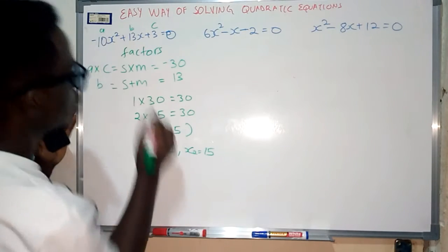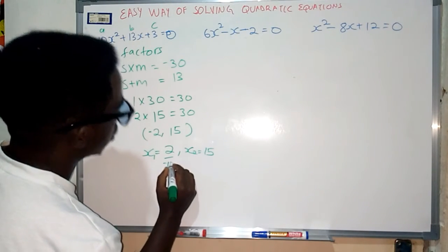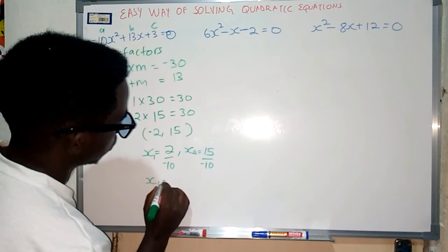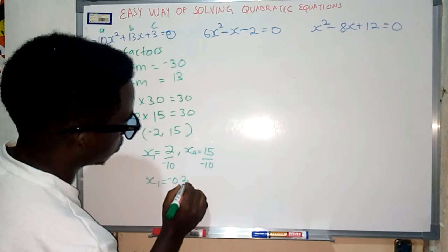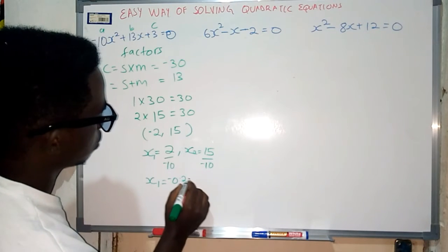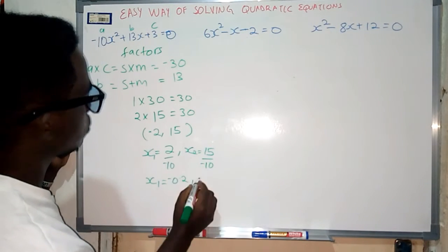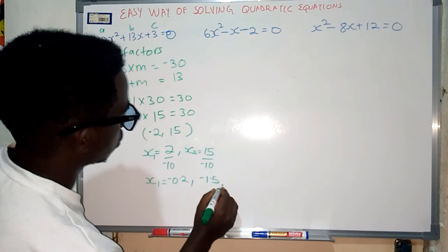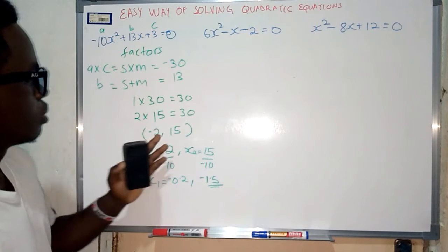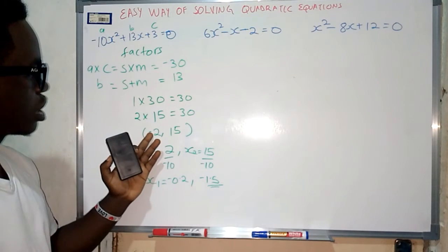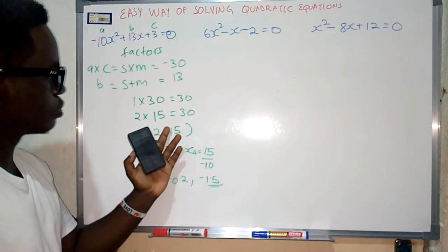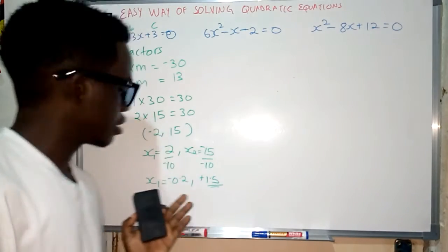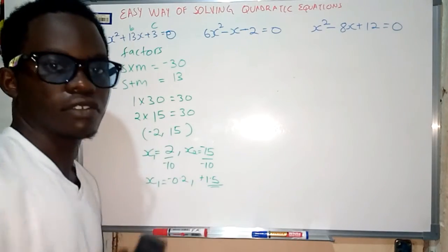So my coefficient of a is negative 10. So my x1 will be negative 0.2, and my x2 will be 1.5. But remember, this was negative. I got a positive here. This was positive, supposed to be negative here. Sorry. So these are my final answers. I get negative 0.2 and positive 1.5.